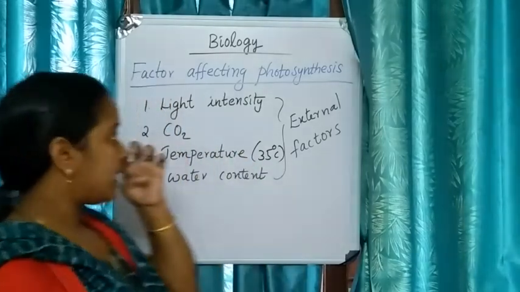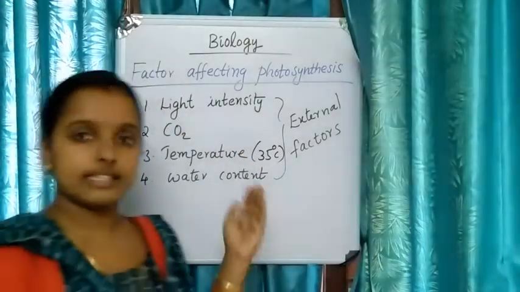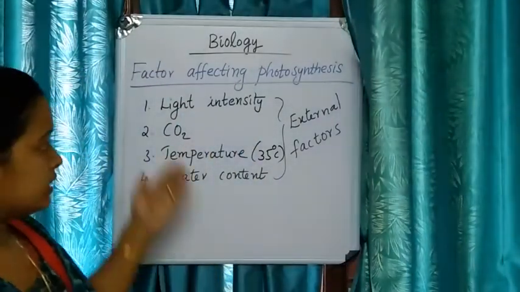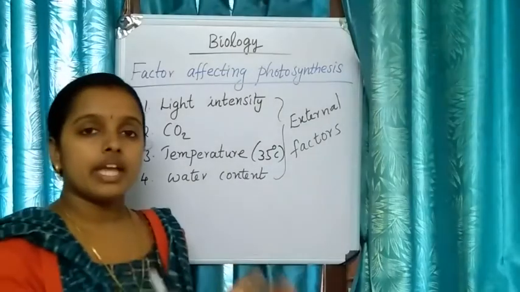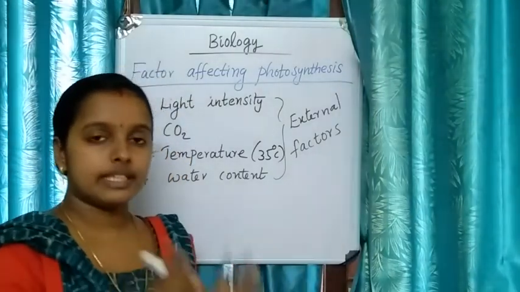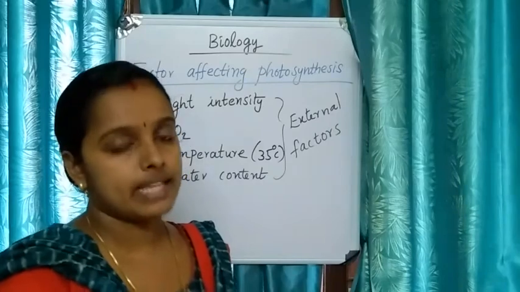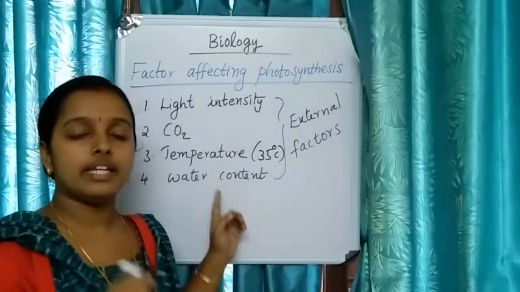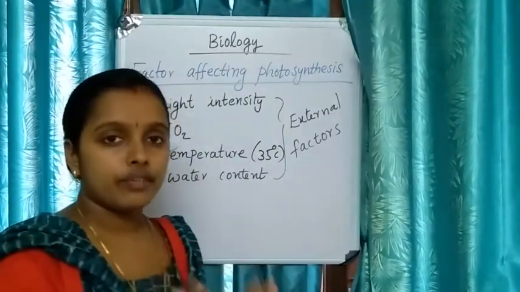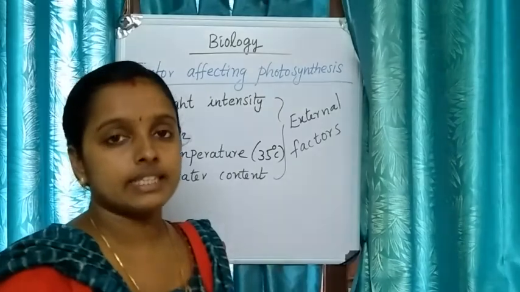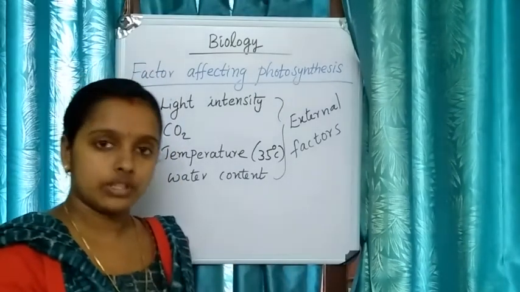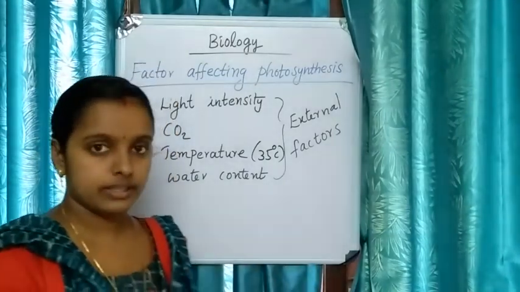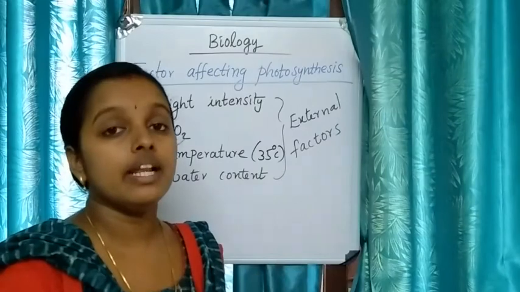So these are the 4 factors. First one, light intensity. It is necessary, but if it is more, it will adversely affect photosynthesis. Carbon dioxide amount also. If we are giving more carbon dioxide up to a certain limit, the rate will increase. Later it will stabilize, that is, it will remain constant. Then temperature. 35 degrees Celsius is the optimum temperature. At or above 40 degrees Celsius, the enzymes responsible for photosynthesis will be destroyed. That will adversely affect photosynthesis, that is, the photosynthesis rate will reduce.